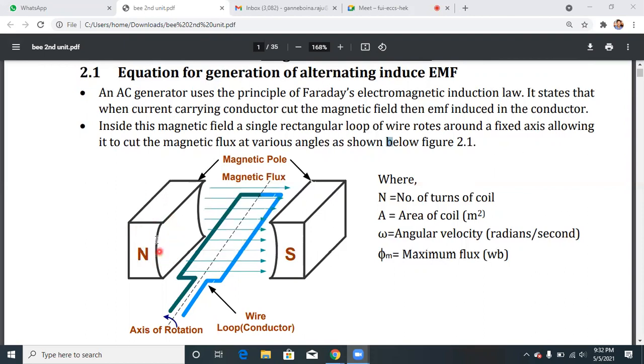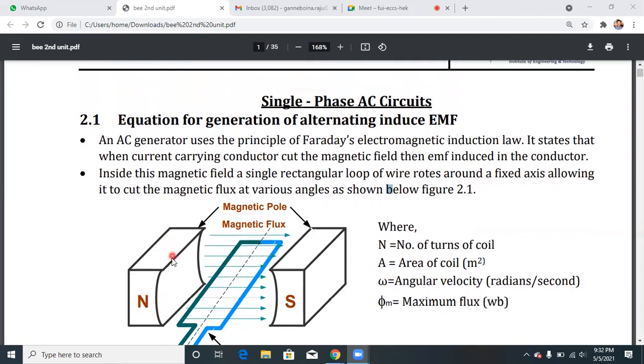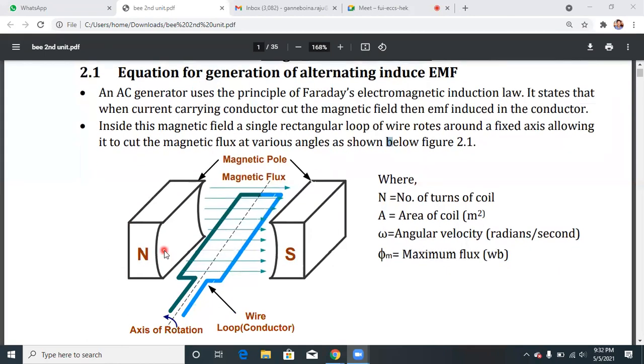So we place the field winding and generate flux. Otherwise, permanent magnets can be used. For small motors permanent magnets are used, but for big machines we have to control the field winding. So by using the field winding only, we generate the magnetic field flux.